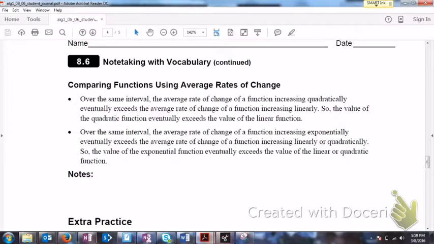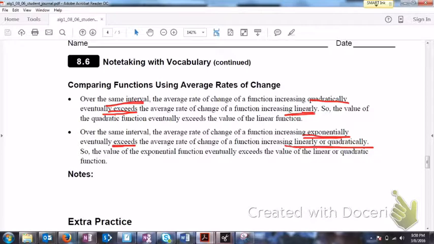When we talked about comparing functions using average rates, we're looking at the same interval. Over the same interval, the average rate of change for a quadratic is a lot more than lines. So quadratics increase more than lines. And then exponential functions increase a lot more than lines or quadratics. And we saw that in the graph. That one got a lot bigger, a lot faster.